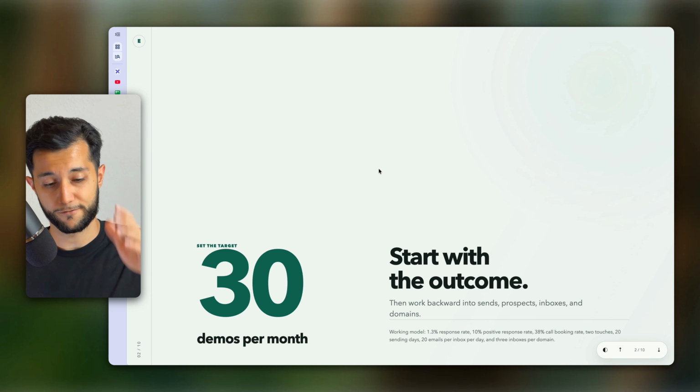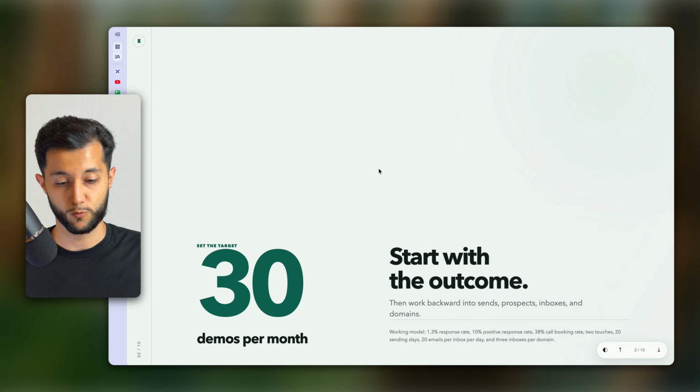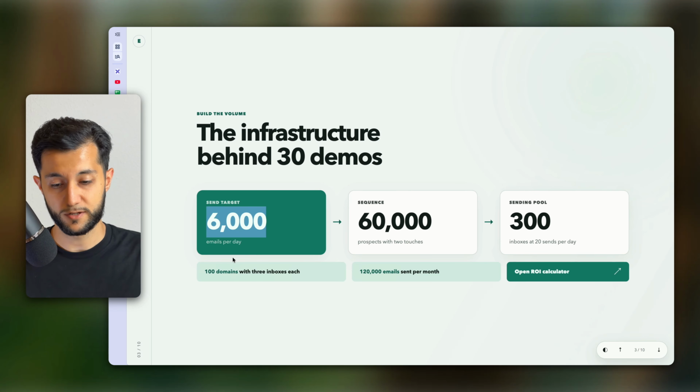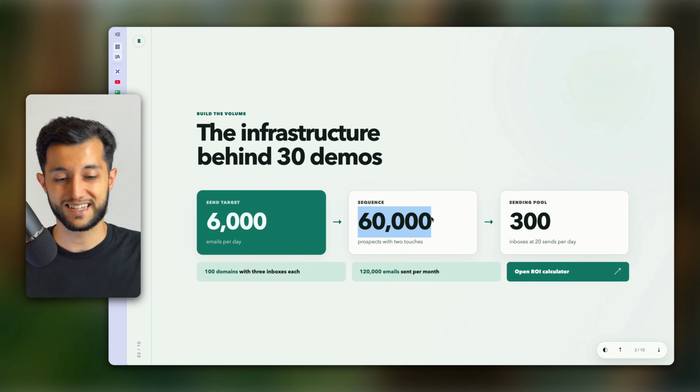Boom. We want to have 30 plus demos per month. So we need to work backwards into how many emails we need to send, prospects to get, inboxes to buy, and domains to set up, right? So with that said, the infrastructure is going to be very simple. We need 6,000 emails per day to reach 60,000 people per month with 2 touches each. So we're sending on 20 days of the month, right? And that means we need 300 inboxes.